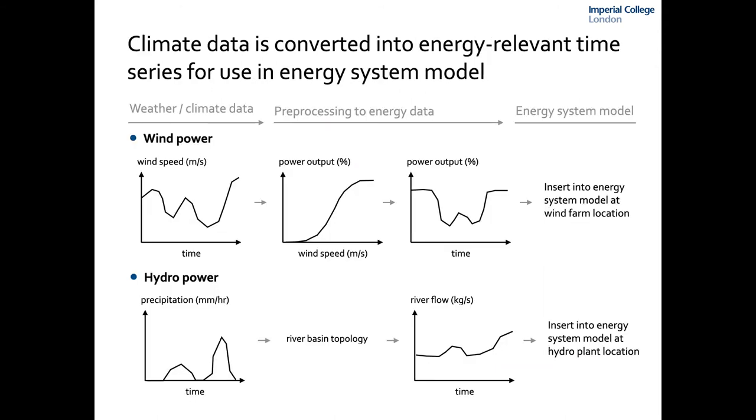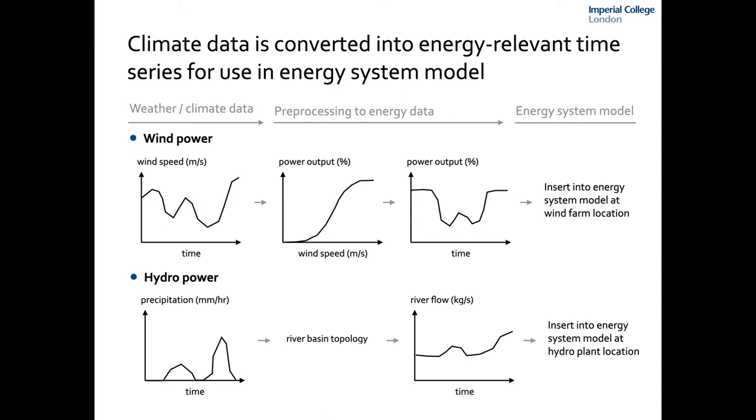And from here, I'd like to move on quickly to, this is supposed to be a talk for climate scientists. So how does climate data enter energy system models? The way that this usually works, at least from my experience, is as follows. You take some weather or climate data, you pre-process that into energy data, and then you put that into an energy system model. And I'll show you how this works in a second as well.